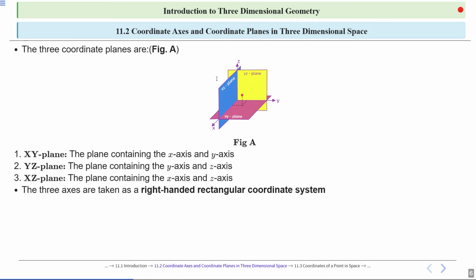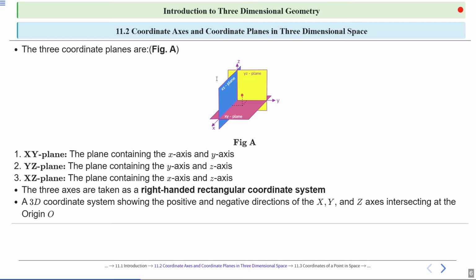So the three axes x, y and z are arranged in what we call a right-handed rectangular coordinate system. This means if you point your right hand's thumb, index and middle finger along the x, y and z axis, they will point in the positive directions and form a right angle with each other.